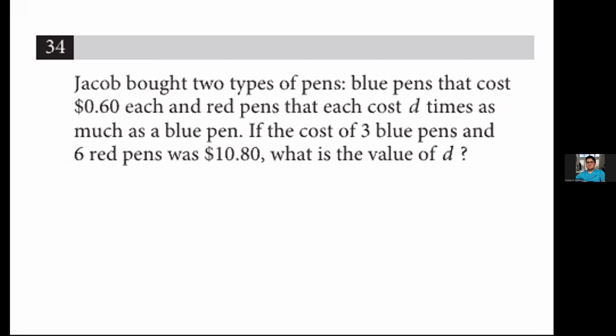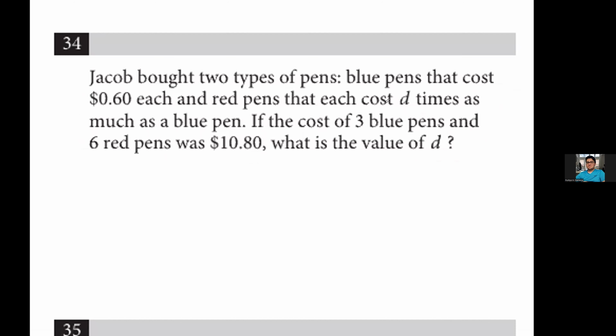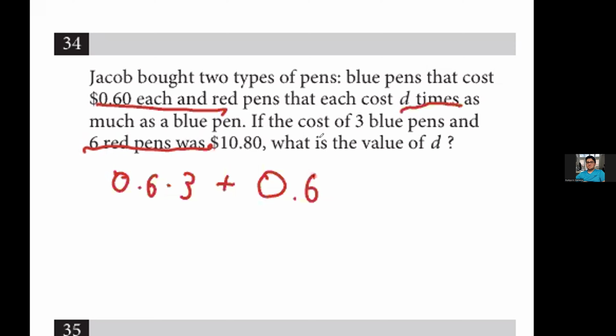Okay, so we're on question 34. We're told that there's two types of pens, blue and red pens, that both cost different amounts. The total is 10.80, so how you'd solve this is you do the cost of blue pen, which is 0.6 times 3, plus, since the red pens are some multiplicative value of blue pens, we're first going to find out how much it would be in blue pens if we only use blue pens and we didn't use any red pens.